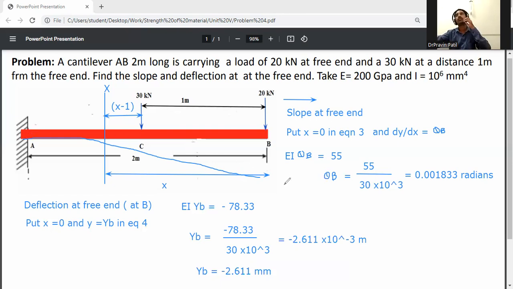See here, the deflection comes in the downward direction. When one end is fixed and the other end is free, if you apply a force at the free end, the deflection comes in the downward direction. A hogging type bend occurs that way, which means at the free end the deflection will be maximum. So the deflection is minus 2.611 mm, and minus indicates the deflection acts in the downward direction.